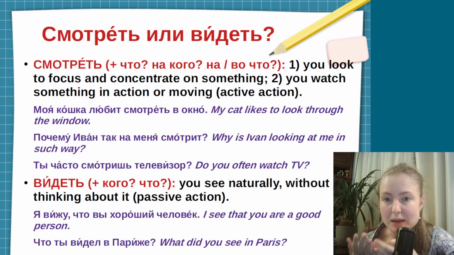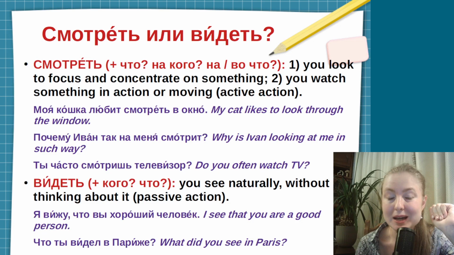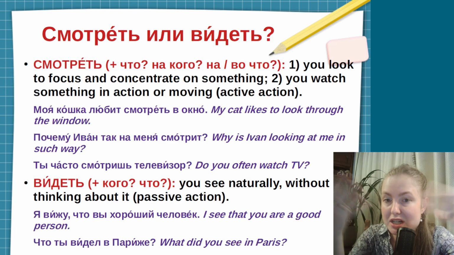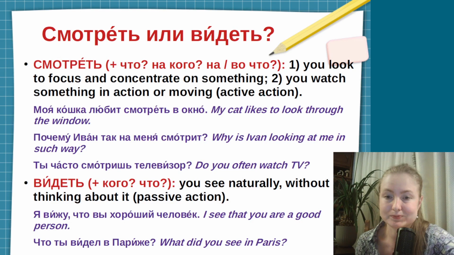If you want to ask a person about something definite, you can ask him, что ты смотрел в Париже? So it means which touristic places did you look at? But if I ask, что ты видел в Париже, it's just a general question. It means what did you see in the city? Not only touristic places, but general things that surround us. So, что ты видел в Париже? Я вижу, что вы хороший человек.